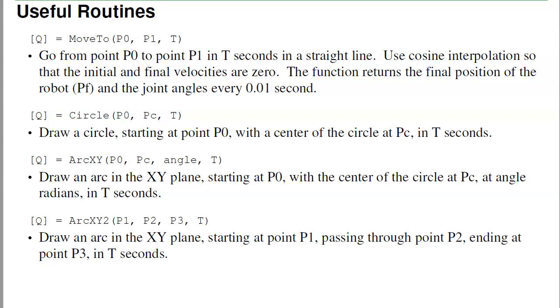Now to do that, a couple of routines would be useful. Move to command would just say, give me points every 0.01 second to go from point 0 to point 1, using your favorite spline interpolation. I'll be using cosine interpolation. Draw a circle. Draw a circle starting from point 0, P0, centered at point PC in t seconds. Draw an arc from point 0 through point 1 to point 2 in t seconds.